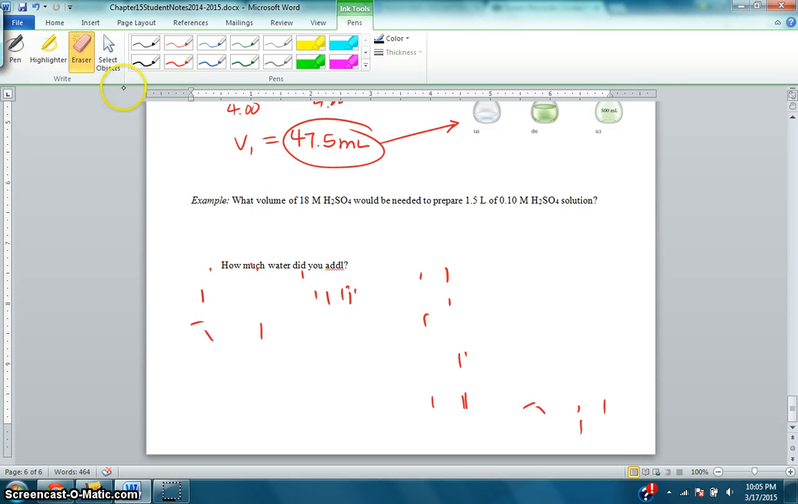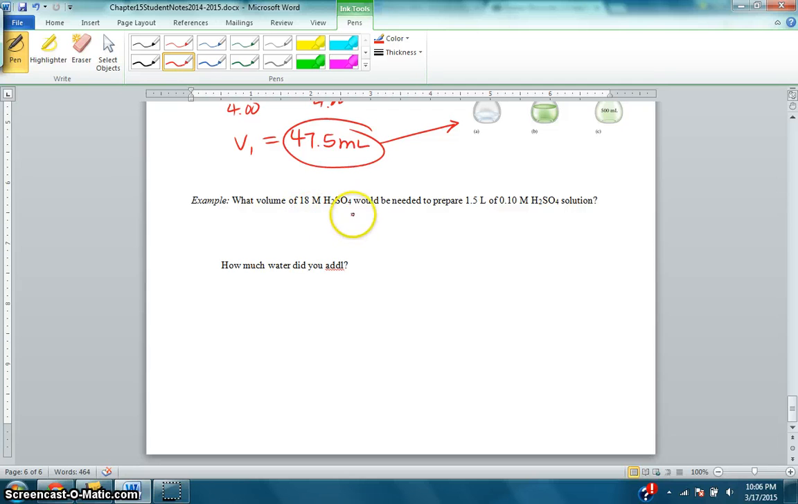So let's look at a second example. And this is where all the random disappearing pieces went. Alright, so I'm using that same dilution equation, so that same M1V1 equals M2V2. So for example, what volume of 18 molar sulfuric acid would be needed to prepare 1.5 liters of a 0.10 molar solution of H2SO4?